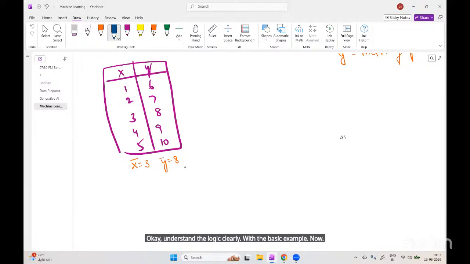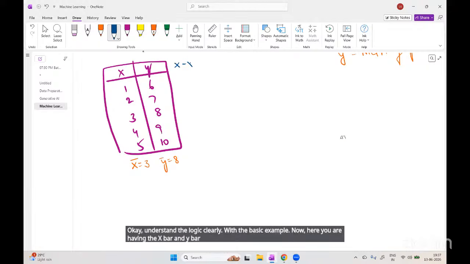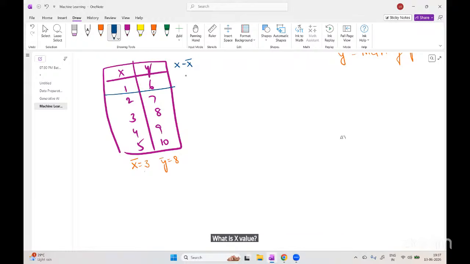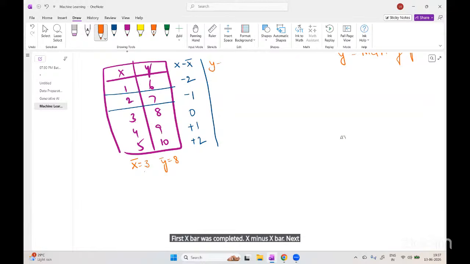Now, here you have x bar and y bar. First, I'm going to start with x minus x bar. What is the x value? 1. 1 minus 3 is minus 2. 2 minus 3 is minus 1. 3 minus 3 is 0. 4 minus 3 is plus 1. 5 minus 3 is plus 2. First, x minus x bar was completed. Next, I'm going to calculate y minus y bar. 6 minus 8, minus 2. 7 minus 8, minus 1. 8 minus 8, 0. Plus 1. Plus 2.